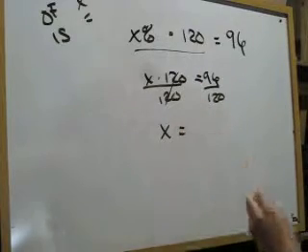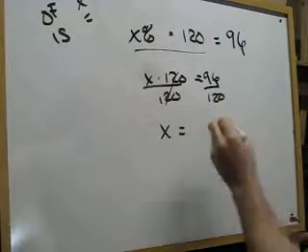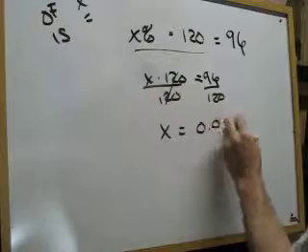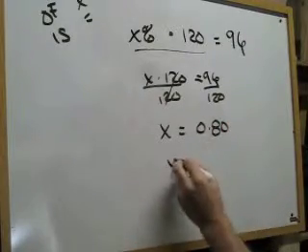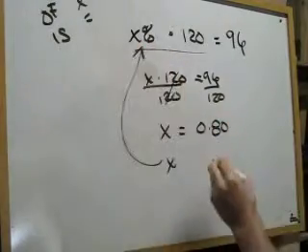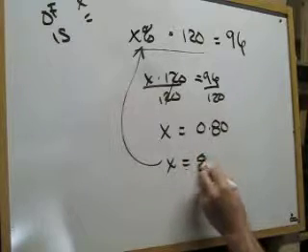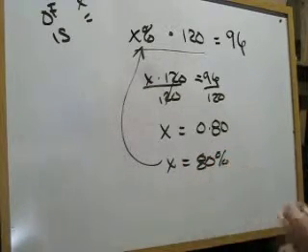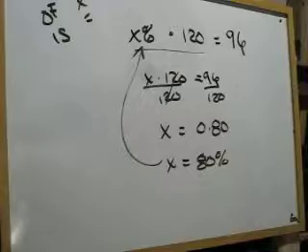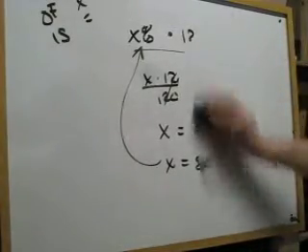X equals 96 over 120, which is 0.80. We change that into a percent because that's what we're looking for. So we move the decimal place over 2, and we get 80% there. So that wasn't too bad. Let's look at some that may be a little bit trickier, but hopefully they won't be too bad either.